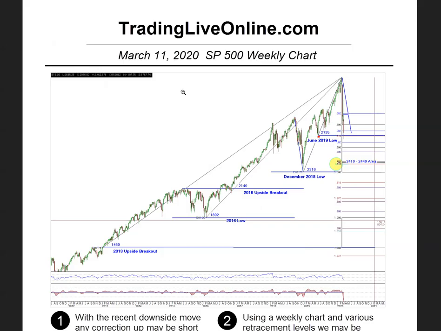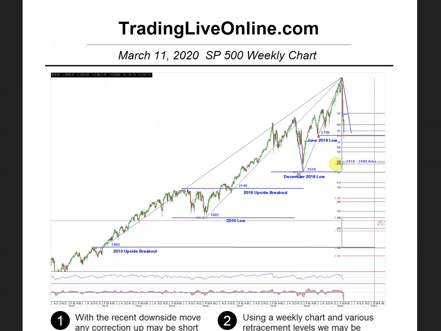So let me click on this chart, make it a little bit bigger. I hope that you can see it okay. So we're going back to, we can actually see some of 2012 here, and you can see down at the bottom left of the chart, the 2013 upside breakout is marked. The lows of 2016, the breakout to the upside 2016, the December 2018 lows, June 2019 lows, and so on.